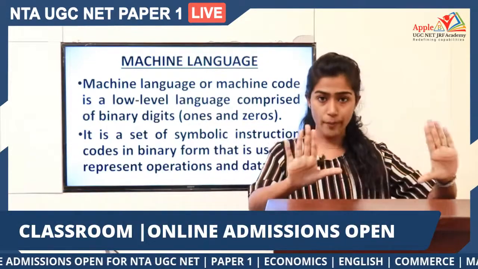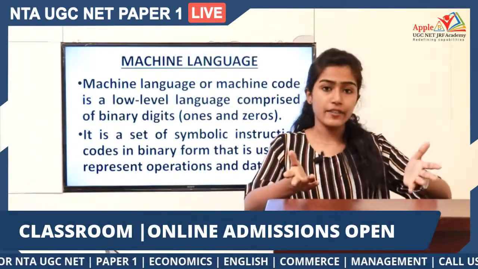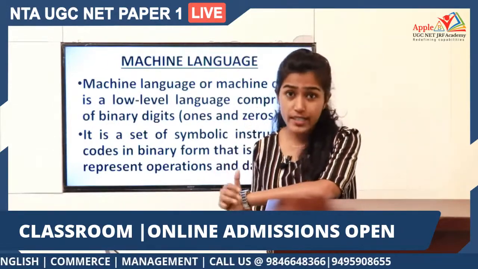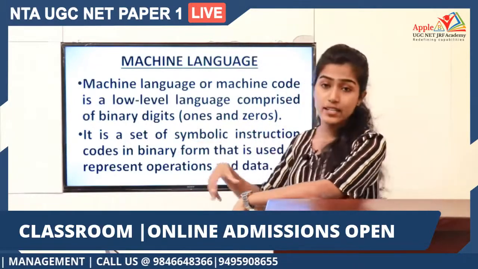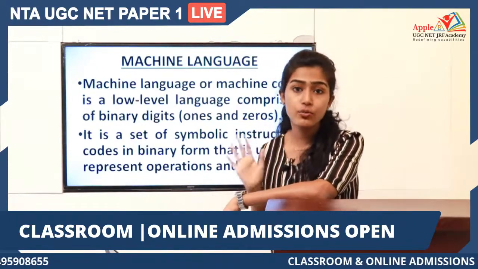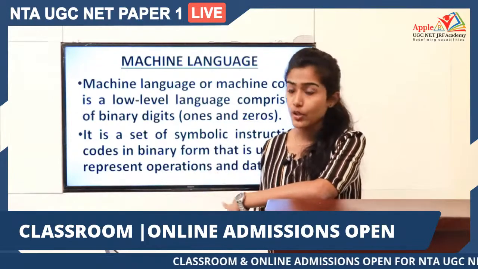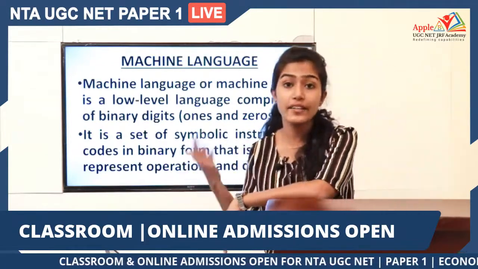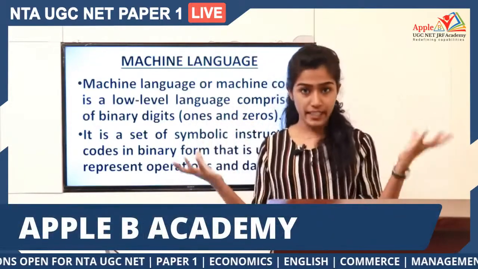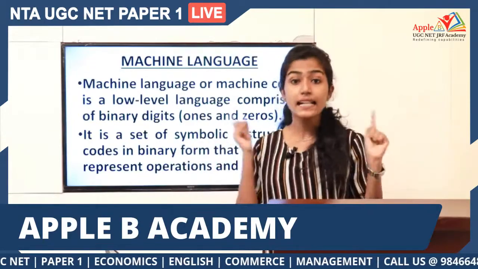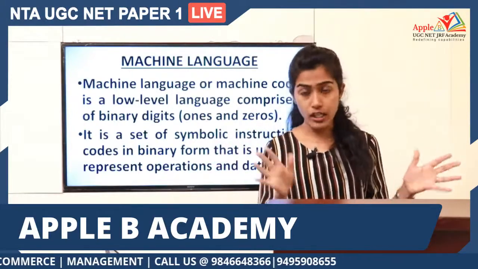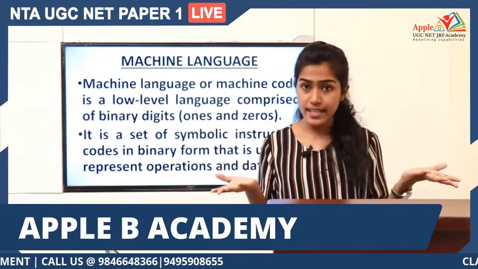We are making the instructions into binary digits, and we are giving those instructions to the computer. So machine language, also called machine code, is a low-level language comprised of binary digits, ones and zeros. Only these two digits are there in machine code. This is highly understandable by the computer. It is a machine-oriented language. The instructions in the format of binary digits can be easily understood by computers, but they are not that readable for human beings. We cannot understand machine language as a whole, but computers can easily understand it.